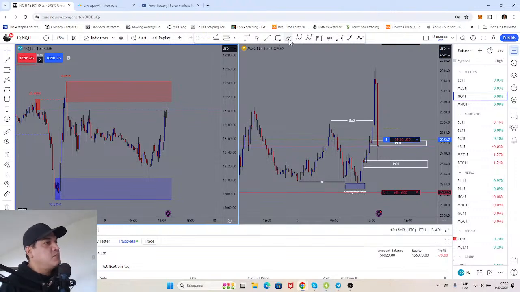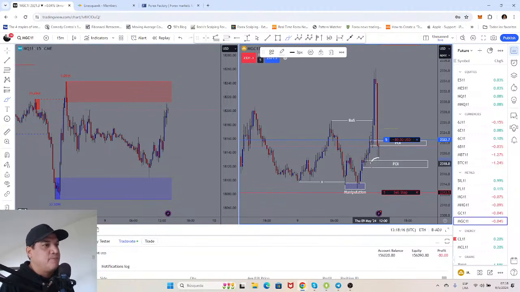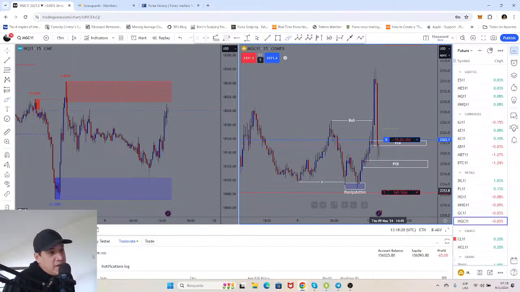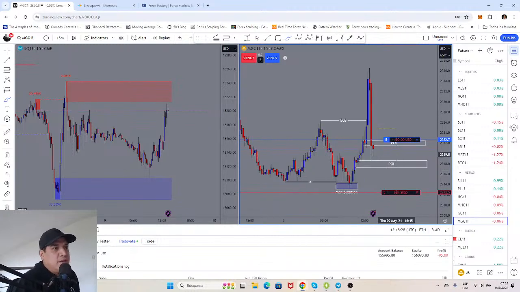And this would have been a sniper entry right here on the second point of interest. This is why I use wide stop losses, right? Because sometimes I'm not going to get that sniper entry.